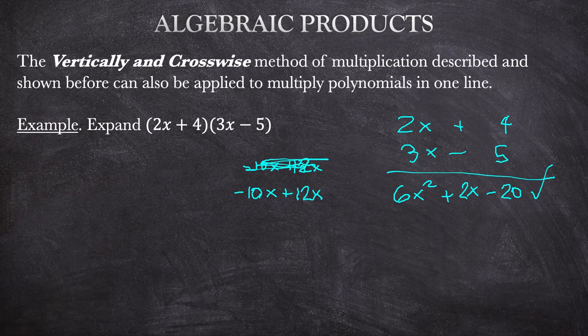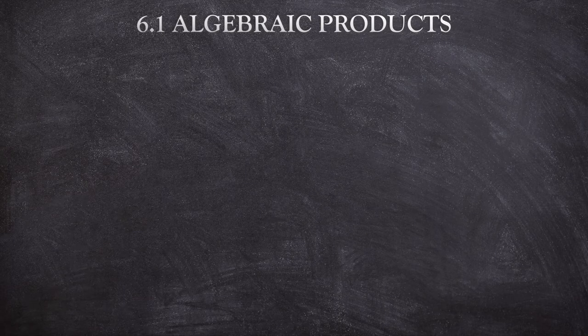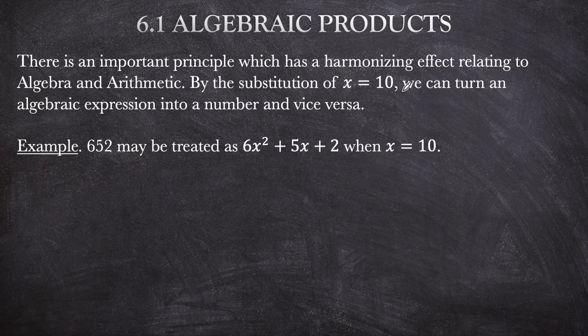Okay, this is the FOIL method written in one line. Take note that there is an important principle which has a harmonizing effect relating to algebra and arithmetic. By substitution of x equals 10, we can turn an algebraic expression into a number and vice versa, a number into an algebraic expression. So for instance, when we write the number 652, it may be treated as 6x squared plus 5x plus 2 for x equals 10.